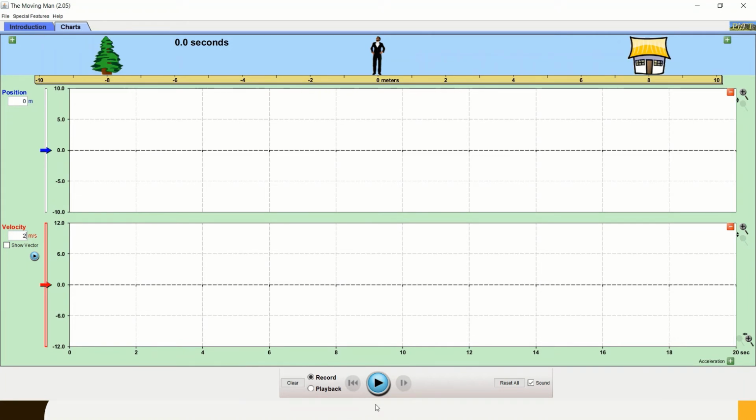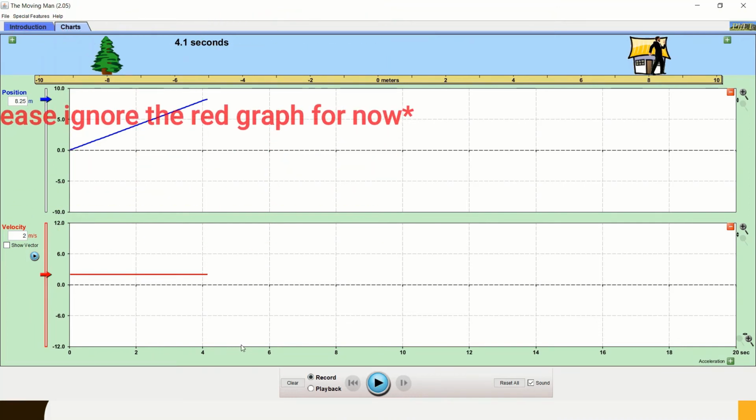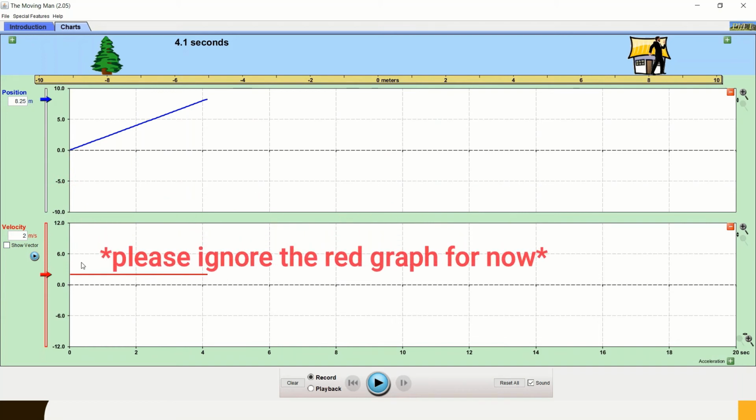And then I'm going to click play. Observe the graph that you are having right now. Okay, let's stop him for a while. So you can see that in terms of, do not look at the red line first ha, para hindi tayo malito.